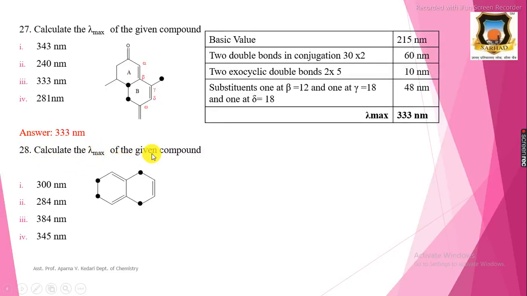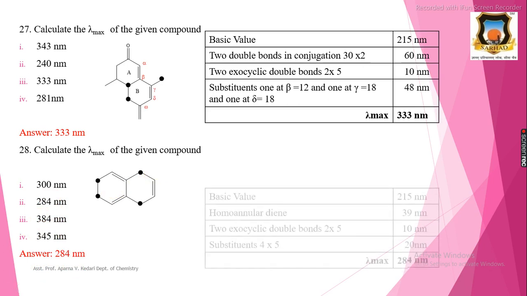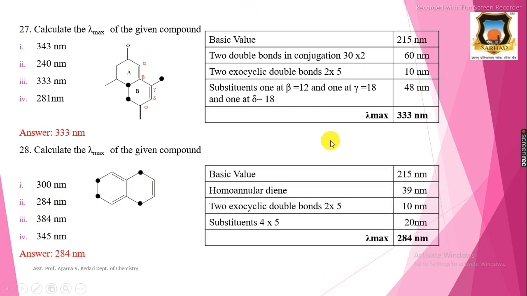Then calculate the lambda max of the given compound. The options are 300 nanometer, 284 nanometer, 384 nanometer, 345 nanometer. Then the correct answer is 284 nanometer. This is a diene system, therefore the basic value is 215 nanometer.